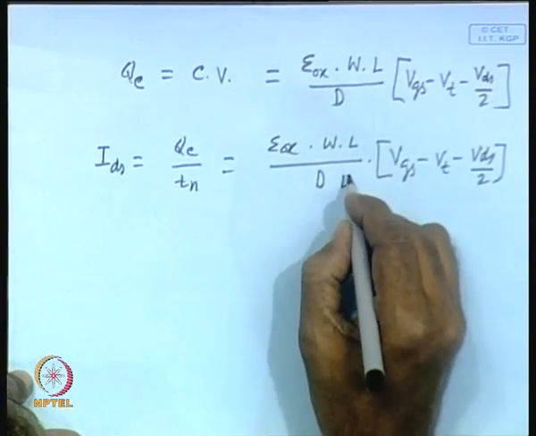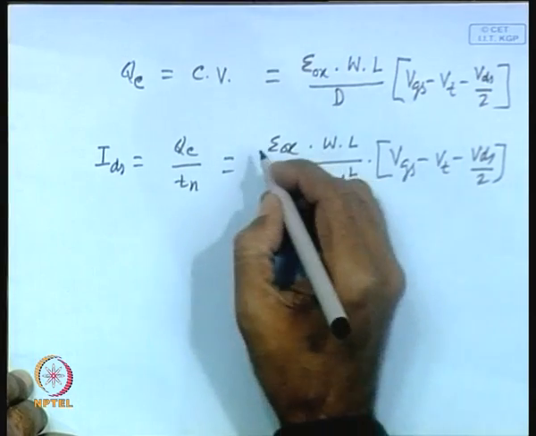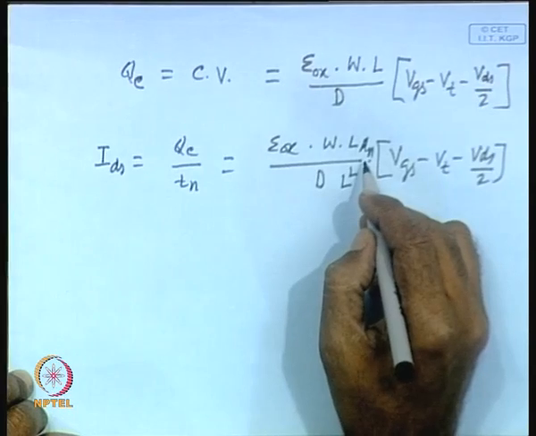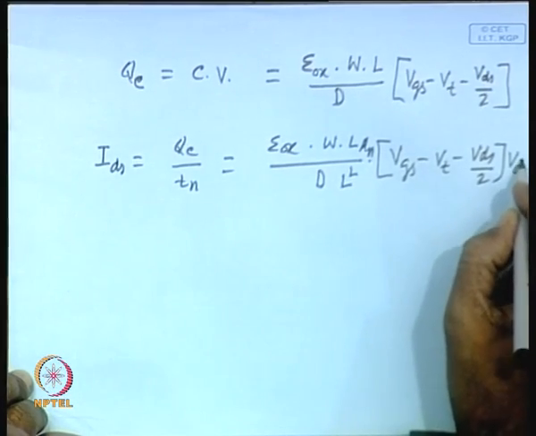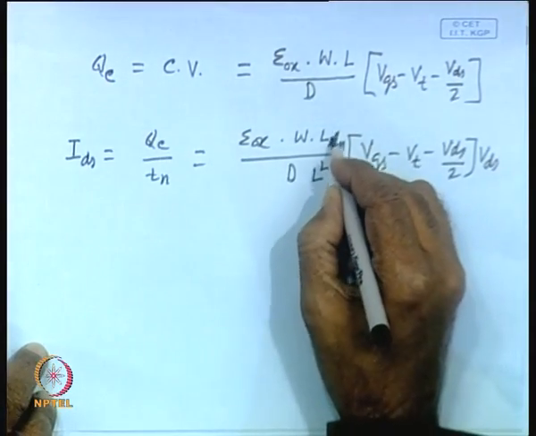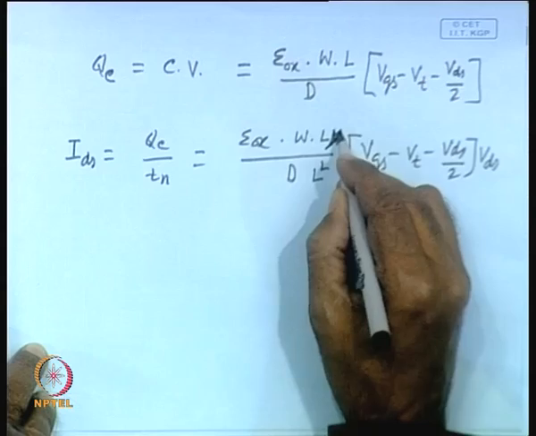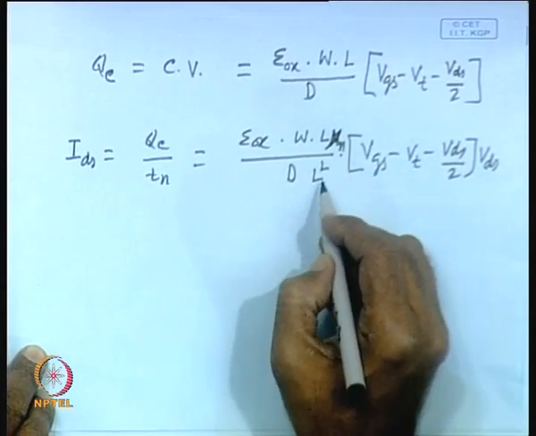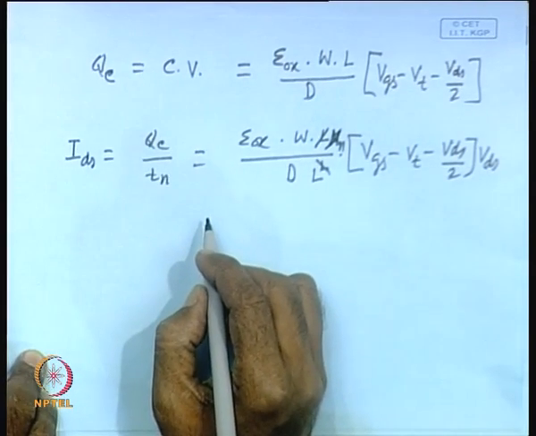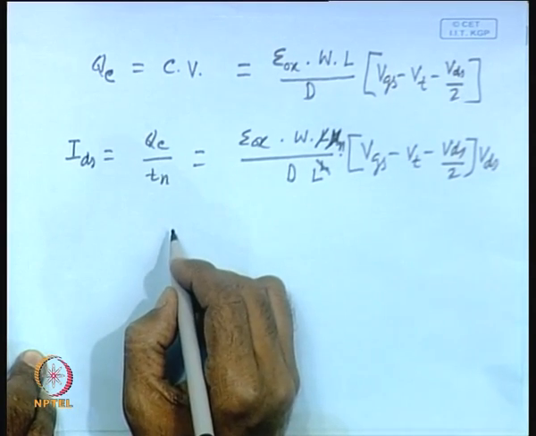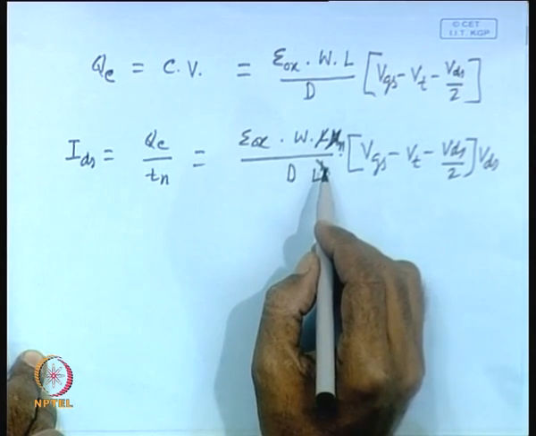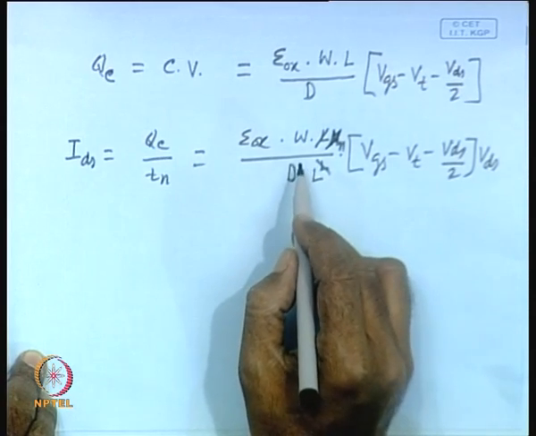You will have L square, and mu n will go to the numerator, and here you will have VDS. So, this is the expression that we get. This is mu n, and this L will cancel with the square. So, ultimately we get an expression that is equal to W L, it was L square, W L by D.